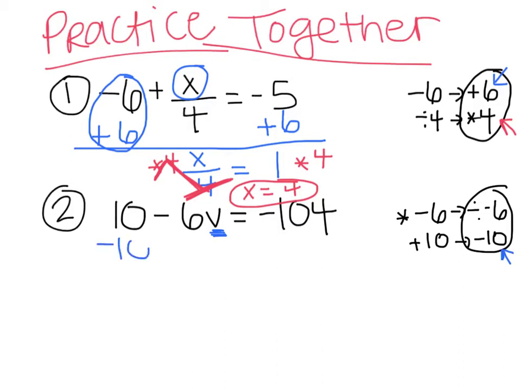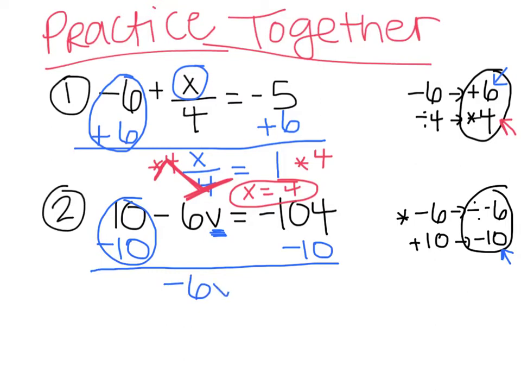So subtract 10 on both sides. Notice I'm putting it under the constant, not the variable. And then I'm also subtracting 10 on the solution side. 10 minus 10 is 0. What am I left with then? -6v equals, and then on the solution side, -104 minus 10 will be -114.